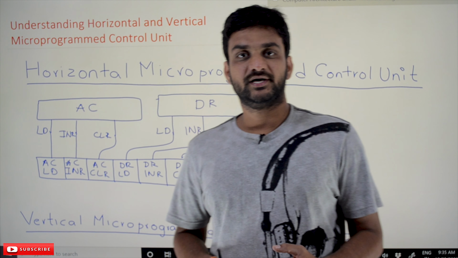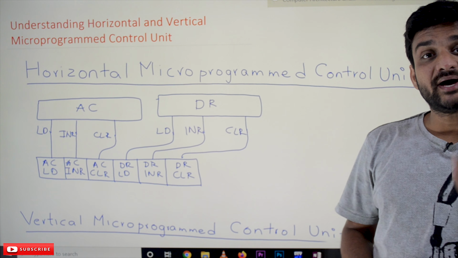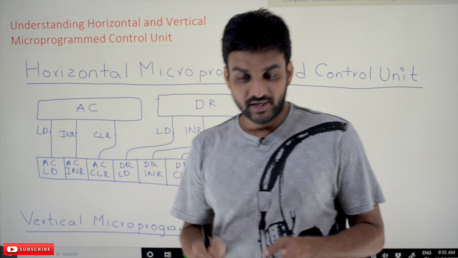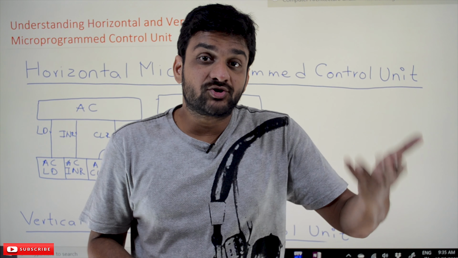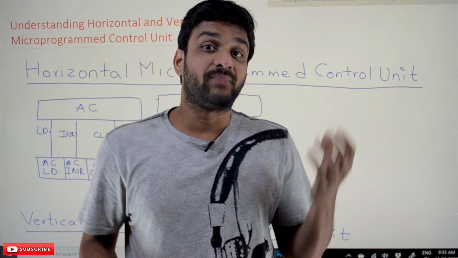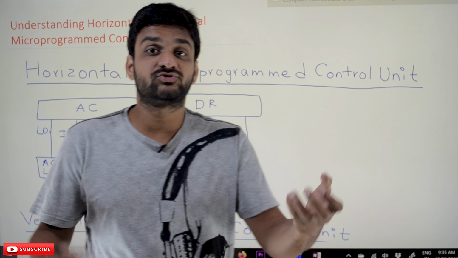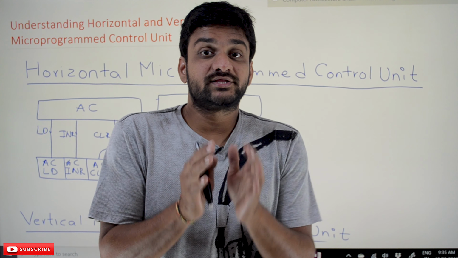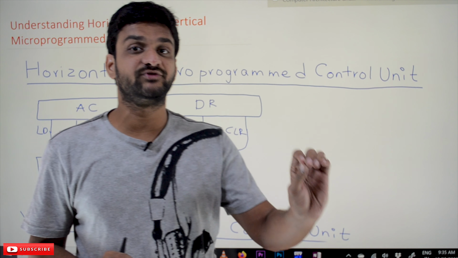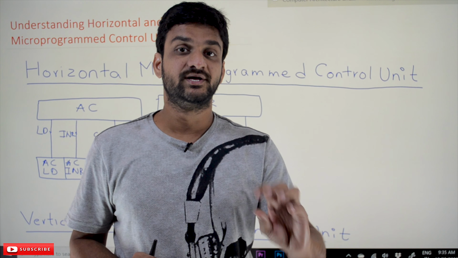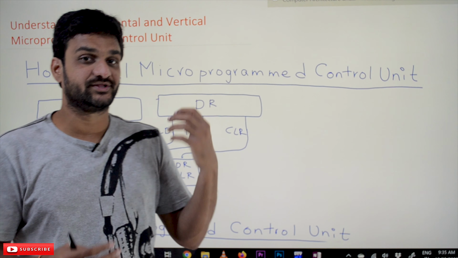I am Vikram. In this class, we'll try to understand horizontal and vertical microprogrammed control unit. In our previous class, we have clearly covered control word, control memory, micro instruction and microprogram. The definitions and how the control memory is organized have been clearly explained in our previous class. If you haven't watched that video, please watch it and come back here, because without understanding those concepts you may not be able to understand what's happening in this class.